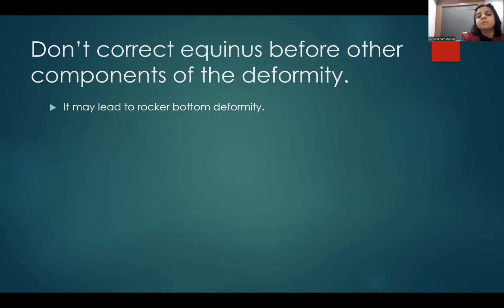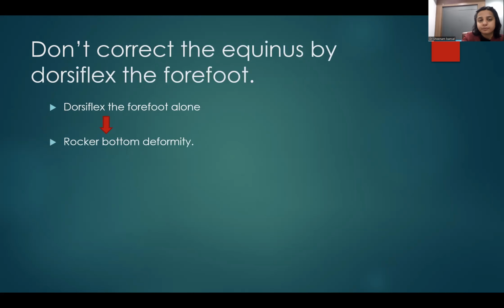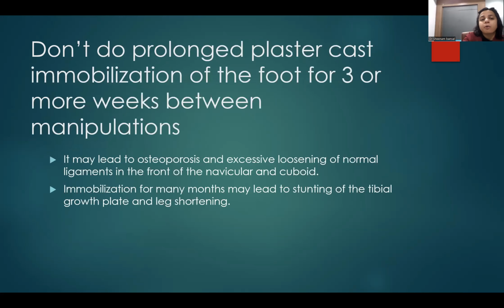Don't correct equinus before the other components of the deformity. We know it will lead to rocker bottom deformity. You don't have to dorsiflex the forefoot alone because it will also lead to rocker bottom deformity. Don't do prolonged immobilization. Otherwise, what will happen? It may lead to osteoporosis and excessive loosening of the normal ligaments in front of the navicular and cuboid.